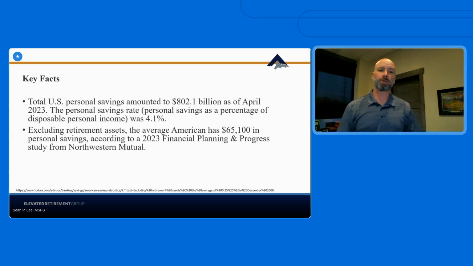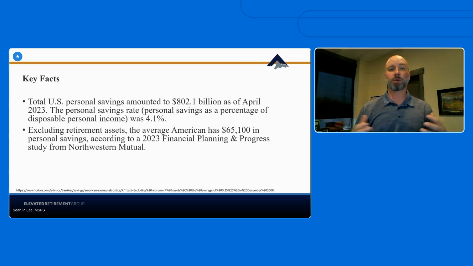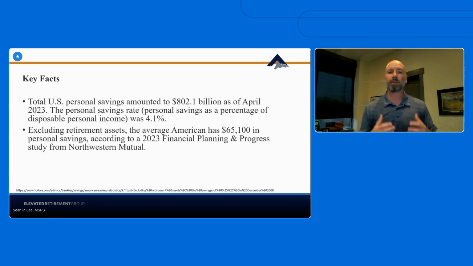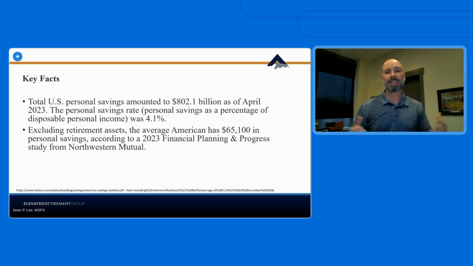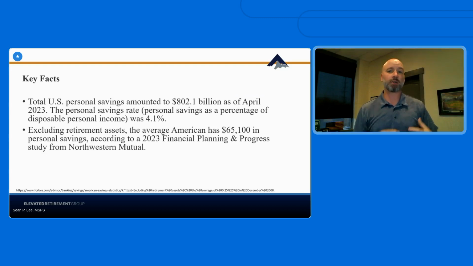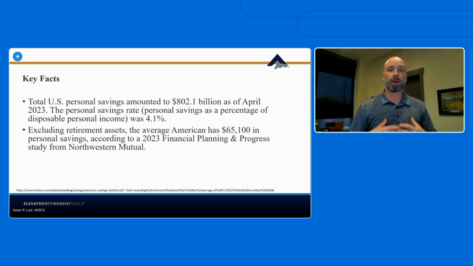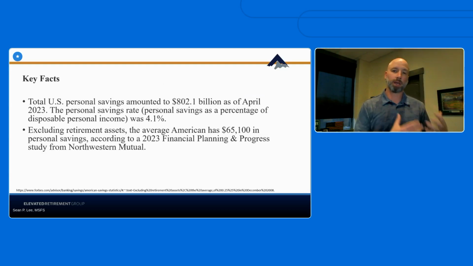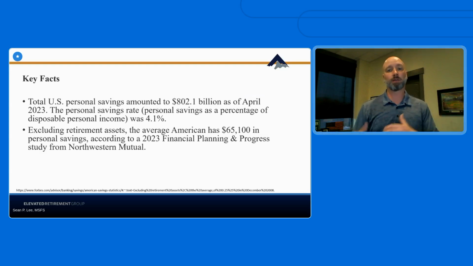Now, the total U.S. personal savings amounted to over $800 billion as of April of 2023. And that personal savings rate was around 4.1% for the average American. Surprisingly, if you take retirement assets out of it, the average American only has around $65,000 in personal savings, which doesn't necessarily protect you from the unknowns. Do we have an emergency, or is there an unknown cost that's going to come to us?